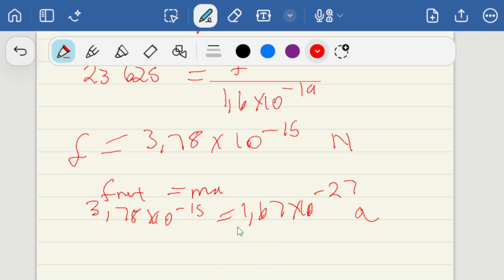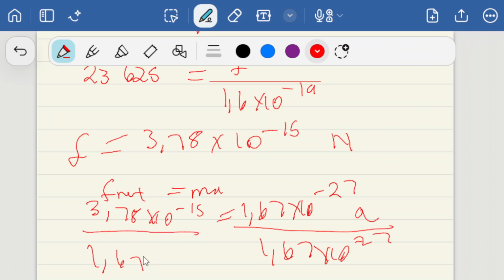So what do we do then? We can now divide by 1.67 times 10 exponent minus 27 on both sides. So this will cancel that, and a will become the subject. Now what is the value? So the answer over 1.67 times 10 exponent minus 27. According to my calculator, I got 2.26. The units will be meters per second squared.